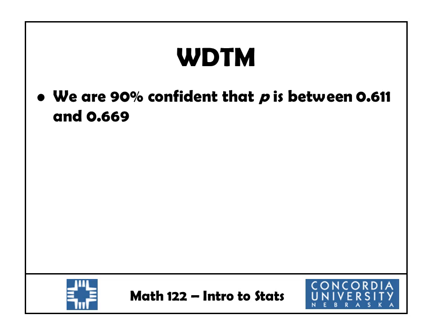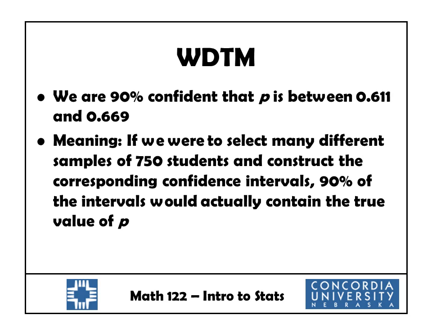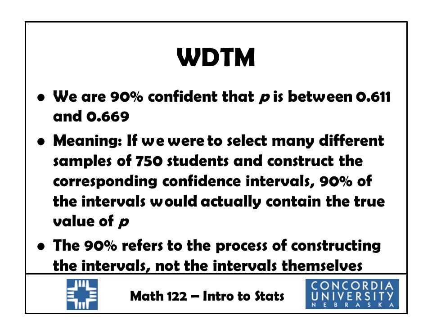Now, next thing you might ask is, what does this number 90% mean then? Well, this means that if we were to select many different samples of 750 students and construct the corresponding confidence intervals, 90% of those intervals would actually contain the true value of P. So the 90% refers to the process of constructing the intervals, not the intervals themselves. Once the intervals are constructed, P is either in there or it's not. But if I were to construct a whole bunch of different intervals, 90% of those intervals would contain the true value of P. That's what the 90% number means.